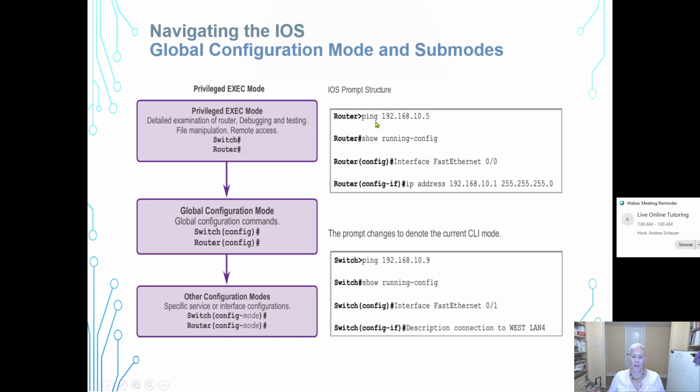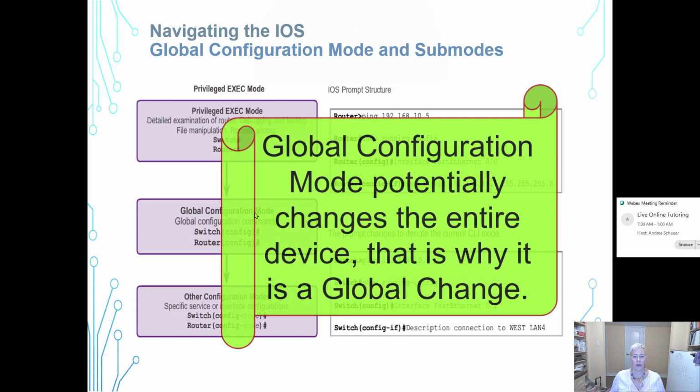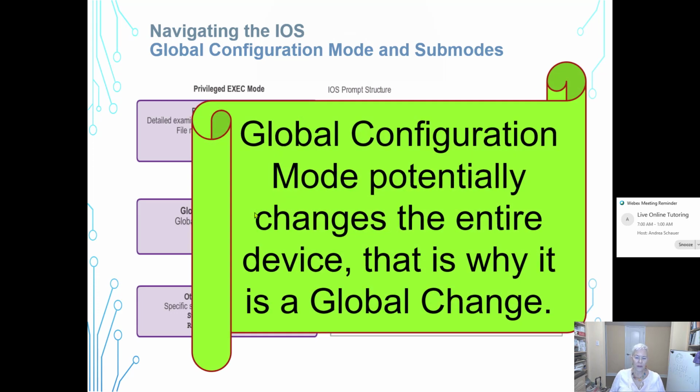Okay, here's an example of something that I can do in user exec mode. I can run a ping. I can do a show running config. I can use show commands in the privileged mode. With the global mode, I can start to set and go into the interfaces. Then I can set IP addresses on the interfaces. Again, each one is just taking me to a higher privilege level. Okay, global configuration mode is when you're changing the entire device.